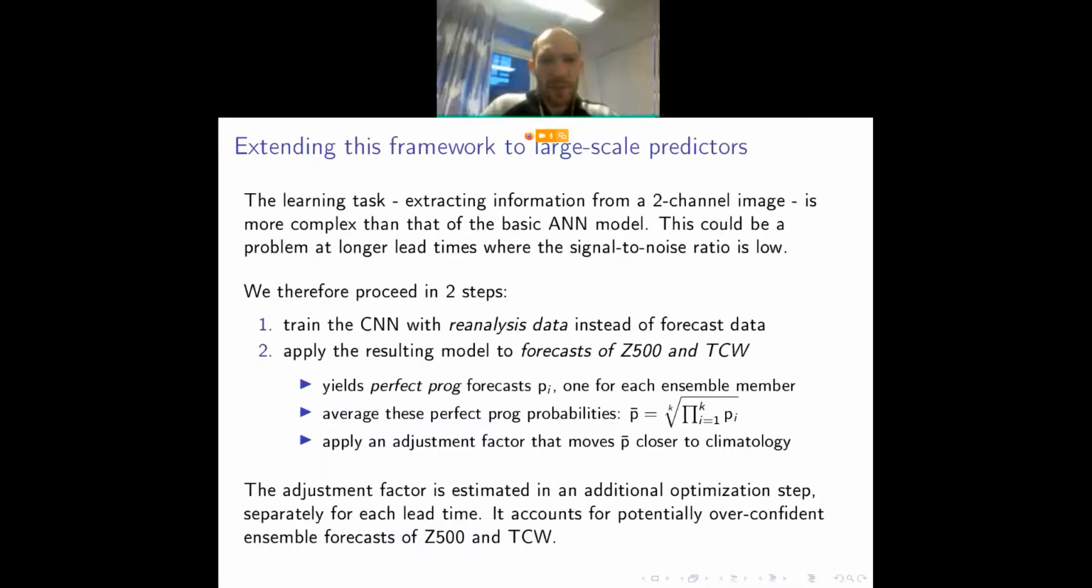geopotential height anomalies and total column water. And in a second step, we then run the ensemble forecasts separately through this convolutional neural network, so that every single one of these members now produces a probability. We average those probabilities together. And because this is somewhat of a perfect prog approach that doesn't take into account that the ensemble itself may already not perfectly represent uncertainty, we do an additional adjustment to obtain reliable forecasts.